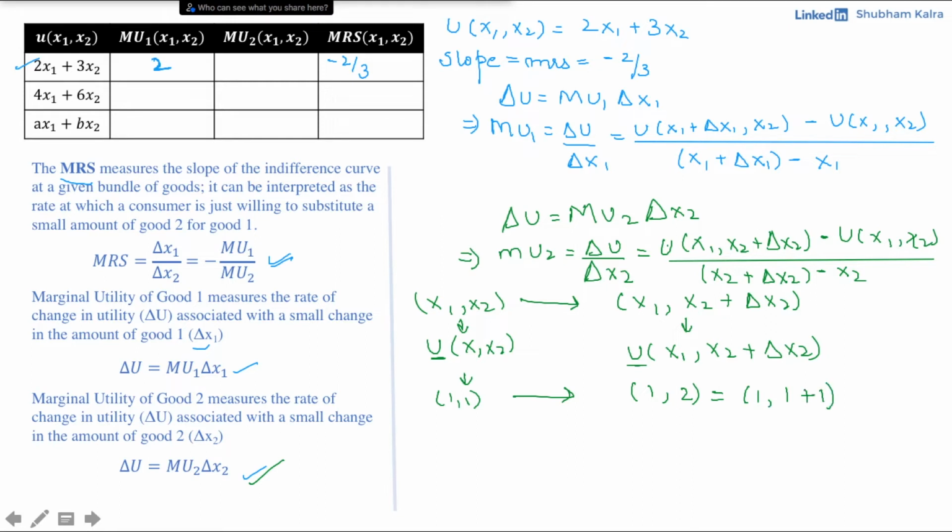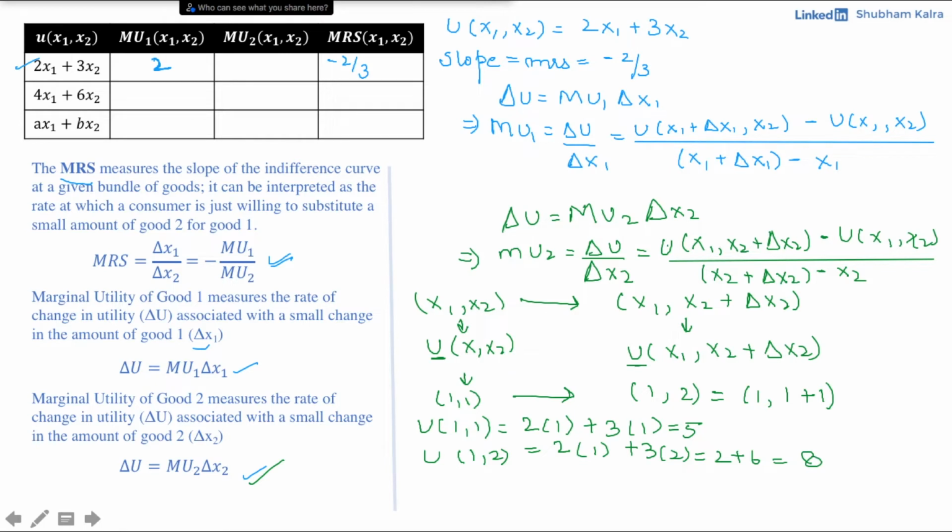So let's calculate the corresponding utilities, which would be u(1, 1). Note that the utility function remains the same, so if we are calculating marginal utility of good 1 or marginal utility of good 2, it does not matter since the utility function would be the same. So this would be 2 multiplied by 1 plus 3 multiplied by 1, which is equal to 5. And the utility corresponding to this consumption bundle would be u(1, 2), which is equal to 2 multiplied by 1 plus 3 multiplied by 2, which is 2 plus 6, which is equal to 8.